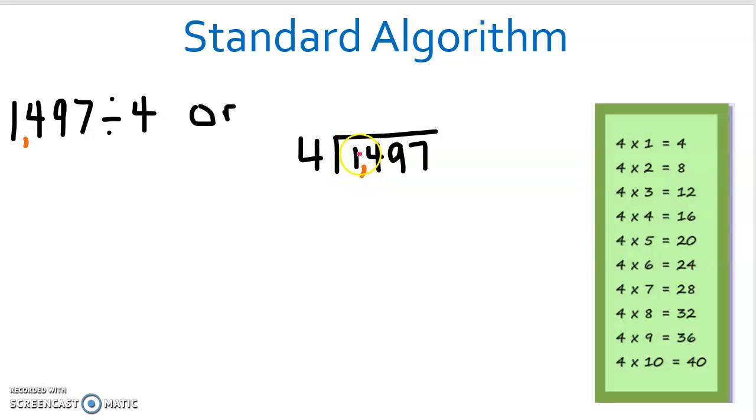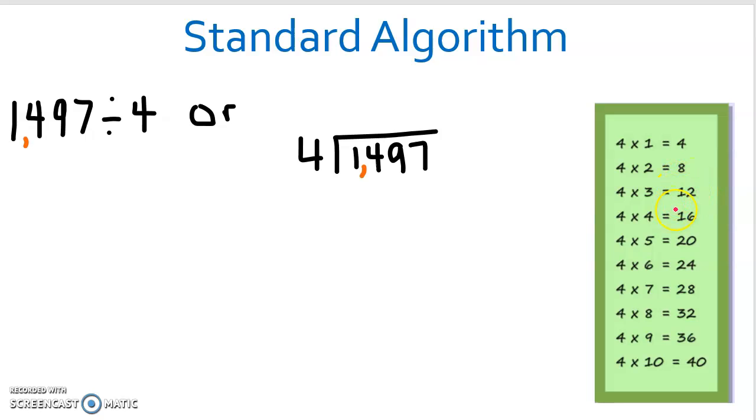I will look at my first digit first. Can I divide 4 into 1? No, 1 is too small. So I'm going to combine the two numbers to make me a 14. Don't let that comma mess you up. This number is still 14. So now I'm going to look at my multiplication table and see if I see 14. So do I see 14 over here? 4, 8, 12, 16? No 14. So I'm going to find the closest one, the closest product to 14 without going over 14. Can you guess which one is closer to 14 without going over?